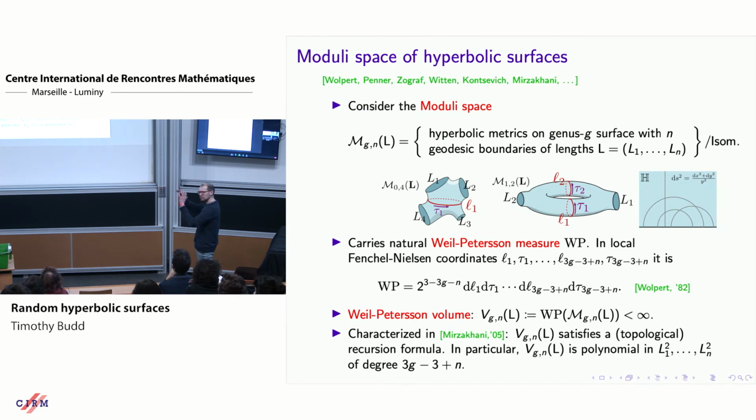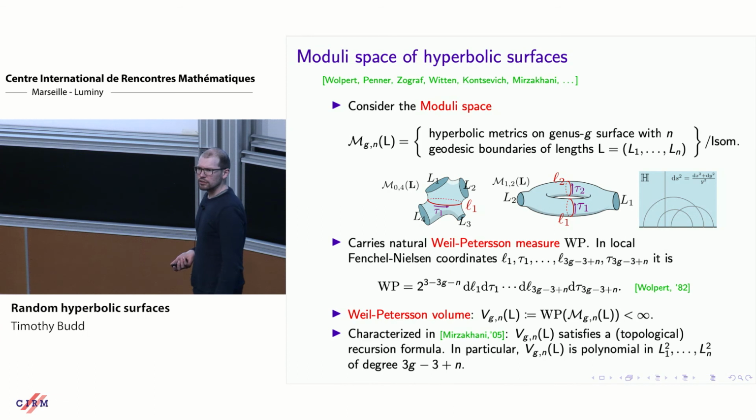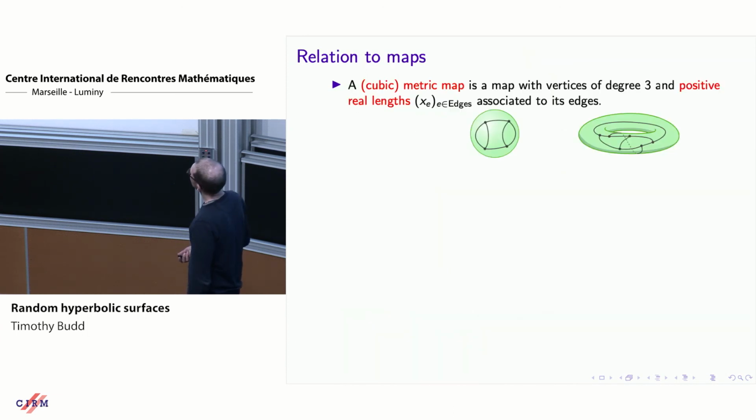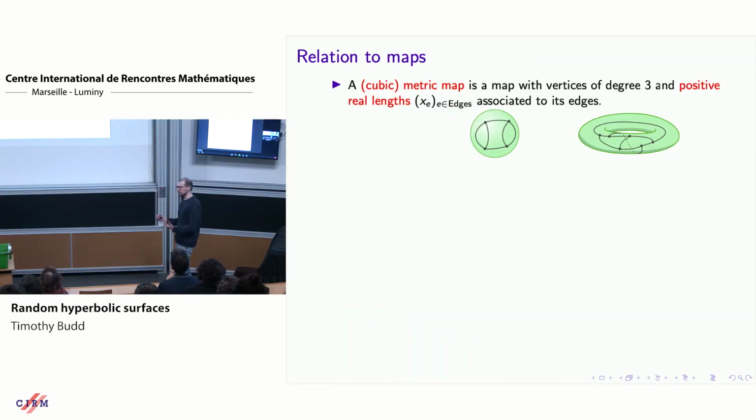Okay, so this is the realm of hyperbolic surfaces. So let me draw a connection to maps. Now we think usually of the enumeration of maps as just counting how many maps there are with certain prescriptions. If we want to draw the connection precisely with hyperbolic surfaces, it is actually more useful to look at metric maps. So what are metric maps? They're just maps together with an assignment of a length to each edge of the map.